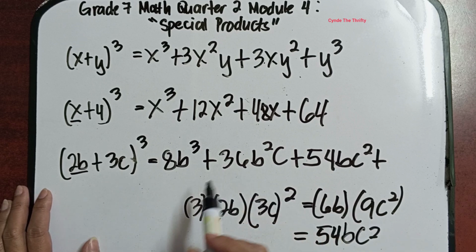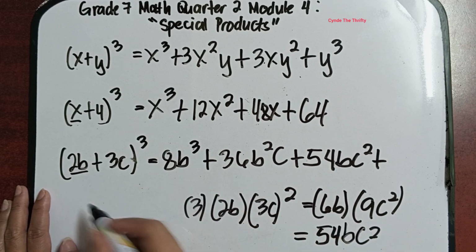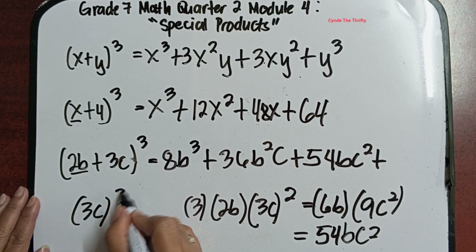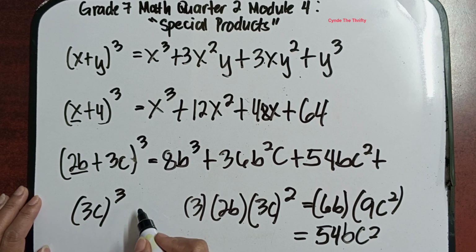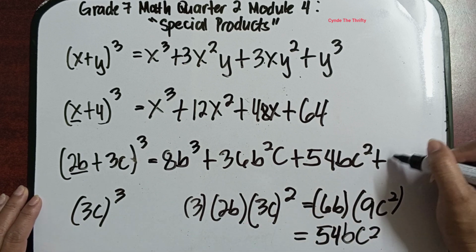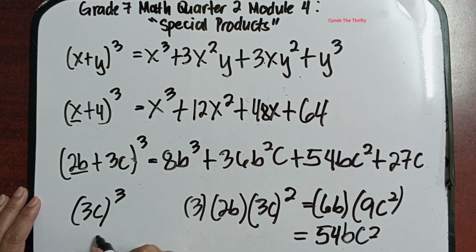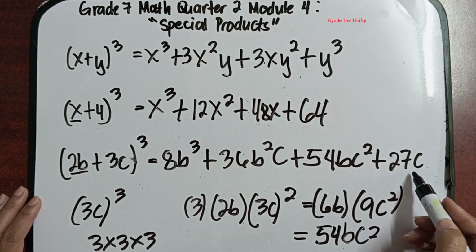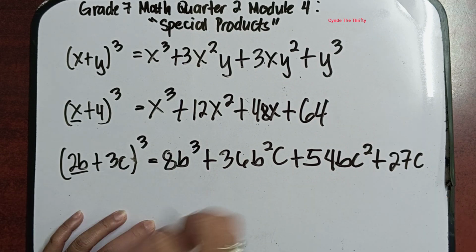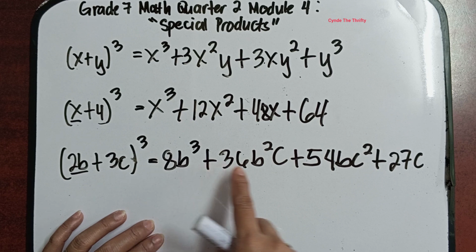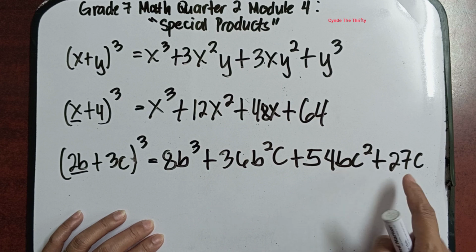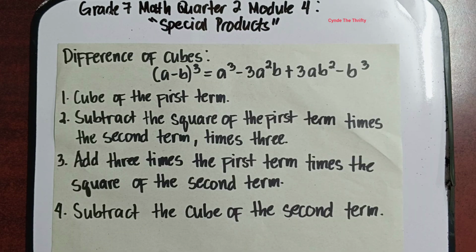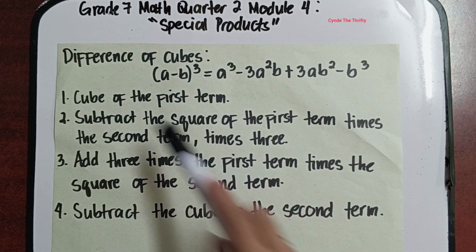Okay, so ang sunod natin dito is 54b c squared plus ang last step natin is add the cube of the second term. So, ang second term natin is 3c. So, 3c, i-cube natin si 3c. Okay, so 3 times 3 is equal to 9. And then 9 times 3 is equal to 27. Okay, so 27c. Kasi 3 cube is 3 times 3 times 3. Kaya 27c. So, ang sagot natin sa ating third example is 8b cube plus 36b squared c plus 54b c squared plus 27c. Okay, tapos na tayo sa sum of cubes. Dito naman tayo sa difference of cubes.